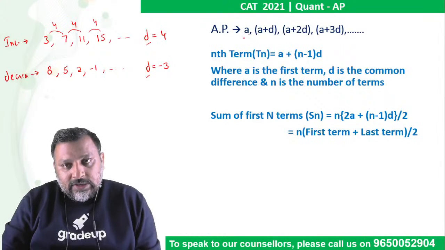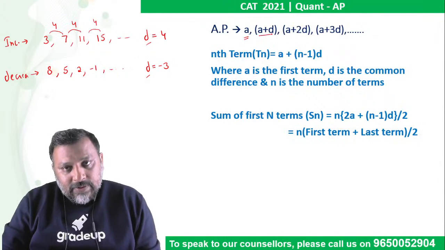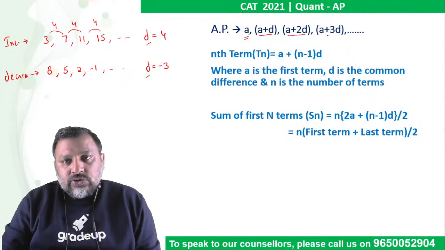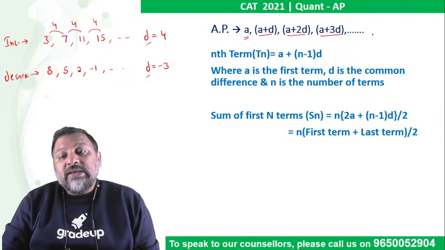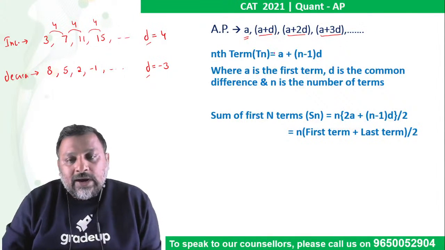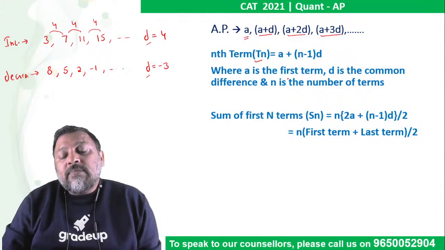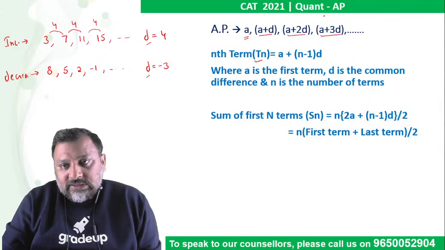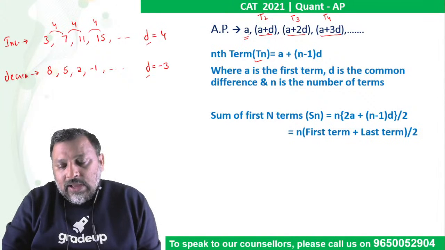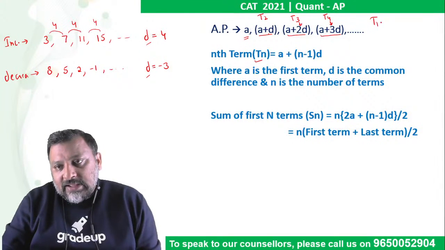So first term is A, second term would be A plus D, third term would be A plus 2D, fourth term would be A plus 3D, and so on. So that is why we can say the nth term would be a plus n minus 1 times d, because we can see that this is the fourth term, this is third term, this is second term. So if it is second term, then 1d is written here, in third term we have 2d, in fourth term we have 3d. So similarly in 10th term we would be having a plus 9d.